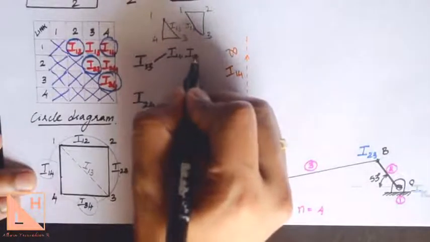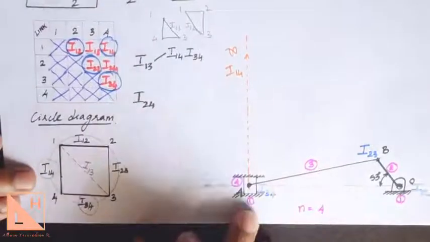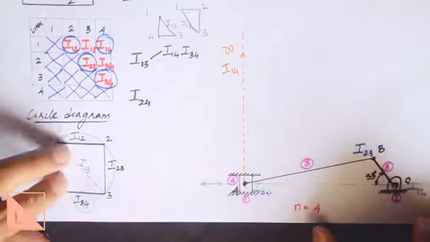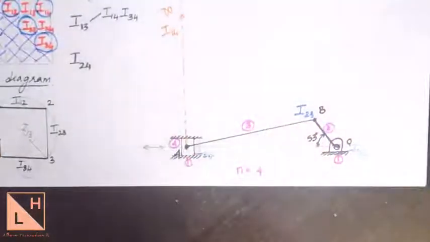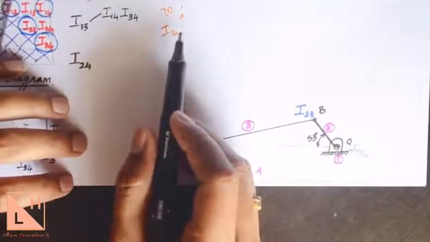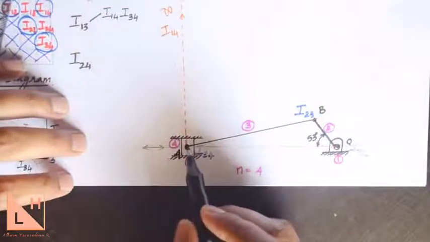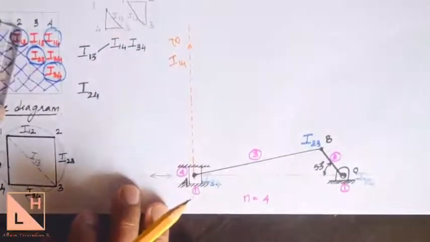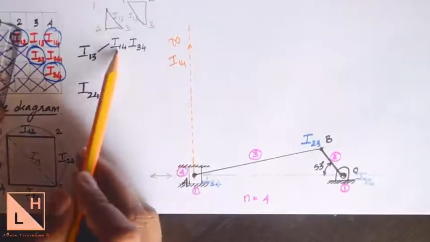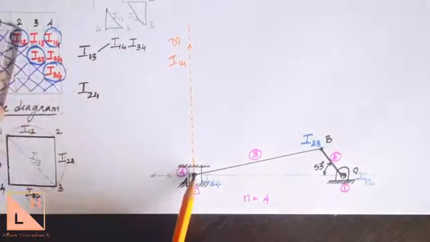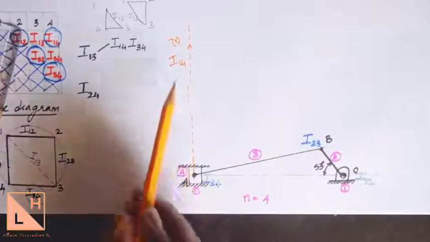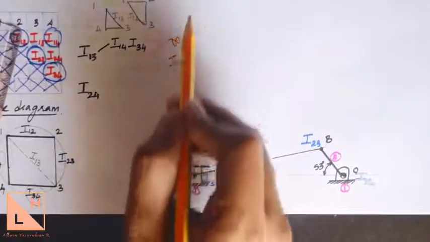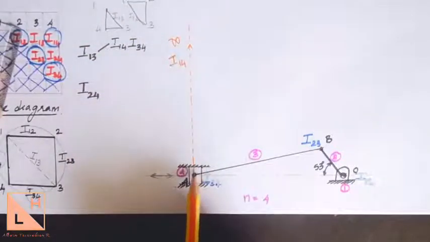I14 and I34 in the drawing, right? Where do we have I14 and I34? If you look at the mechanism, we have I14 at infinity and we have I34 present over here. So what we need to do with respect to these 2 points is connect I14 to I34. So here I have I34 and I14 is present at infinity. Already we have connected it with a dotted line, right? So we have I34 to I14 which is at infinity. It is already connected through a dotted line.